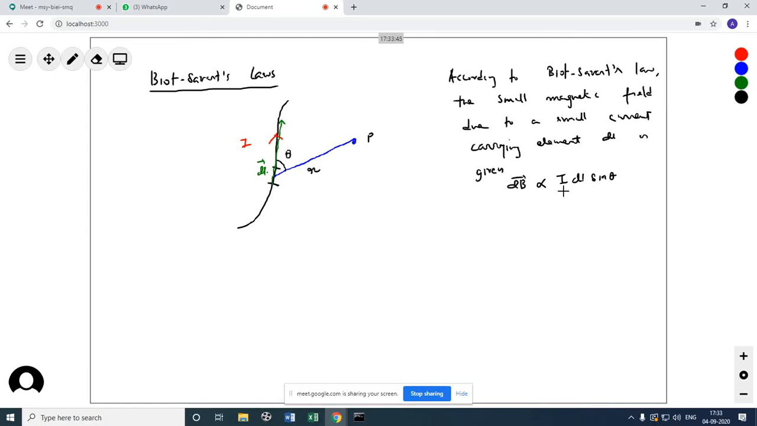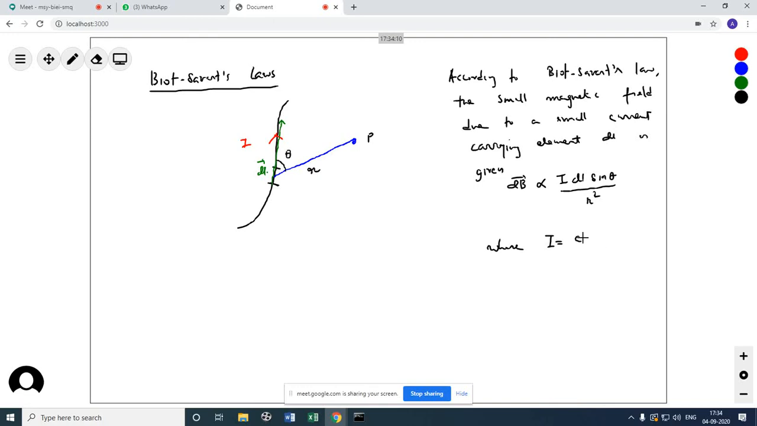So dB depends on the current in the conductor, dl of the conductor, and sine of the angle theta between the length dl and the distance of the observation point P from dl. Correct? And inversely proportional to r square. Okay. So let us see where.